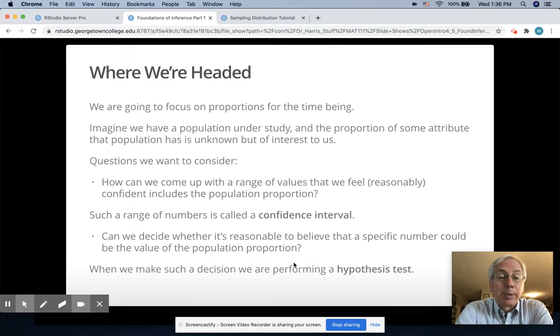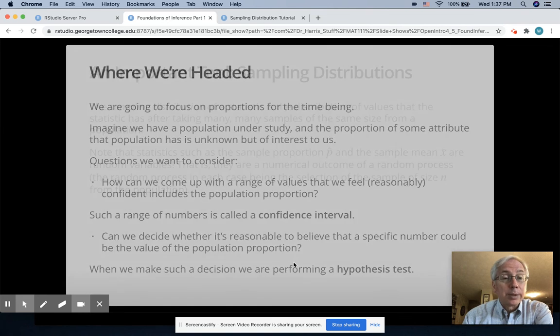And another type of question is, suppose that we have in mind a specific value for the parameter, and we want to check, is it reasonable to believe that that number could really be the proportion value for the entire population? When we're making a decision about the reasonableness of one specific value for a parameter, we're performing what's called a hypothesis test. And we'll be talking about the logic of that in the fourth video from this chapter. So confidence intervals, hypothesis tests, we're going to be doing these 2 types of statistical procedures over and over again in these next 3 chapters.